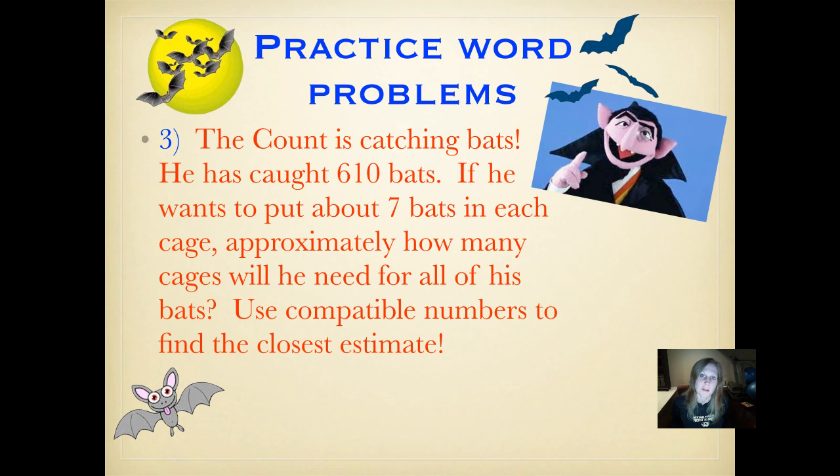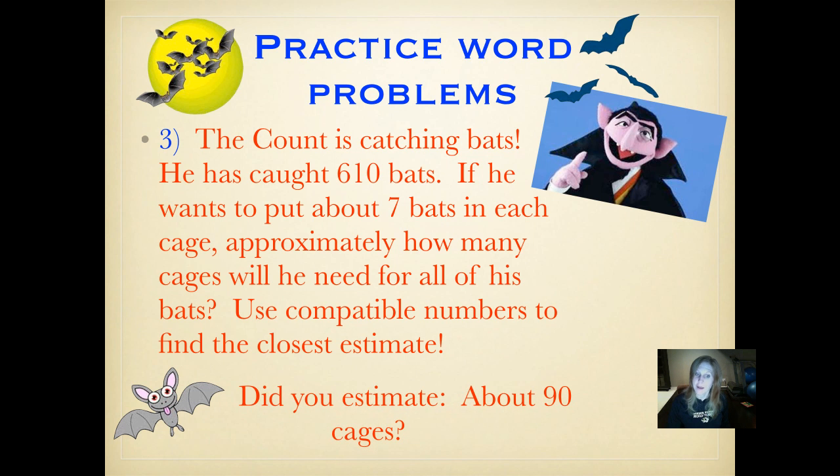Here's our third question. The Count is catching bats. He has caught 610 bats. If he wants to put about 7 bats in each cage, approximately, approximately how many cages will he need for all of his bats? Use compatible numbers to find the closest estimate. Go ahead and figure this out in your journal and then push play when you're ready.